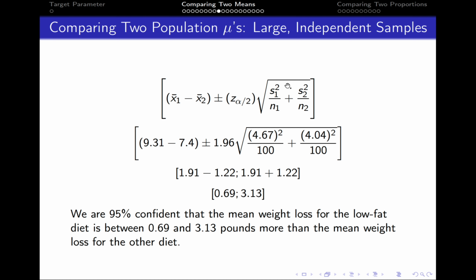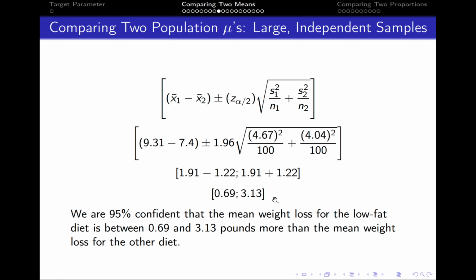So that's the formula for the confidence interval when we do not know the true population variances, we only know sample variances. When we substitute everything into the formula, we get the following. x1, the first sample mean, is 9.31, x2, the second sample mean, is 7.4, the critical z-score is 1.96. The first sample variance is 4.67 squared divided by the sample size 1, which is 100, plus the second sample variance, which is 4.04 squared divided by the sample size 2, which is 100. So we get that the confidence interval lies between 0.69 and 3.13.